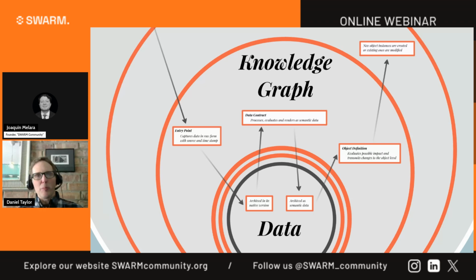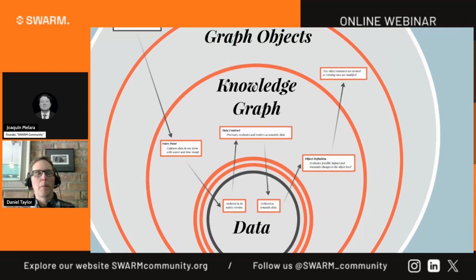From there, it bounces against a data contract, again, a semantic subgraph that contains the rules to evaluate whether the data is acceptable, and also manipulations required to get it into the semantic language of the whole system. So it's saved both in its native version and then saved again as semantic data, which passes through, again, another subgraph, in this case, one that describes an object like customer, from where it will create a new object or modify properties of an existing object.